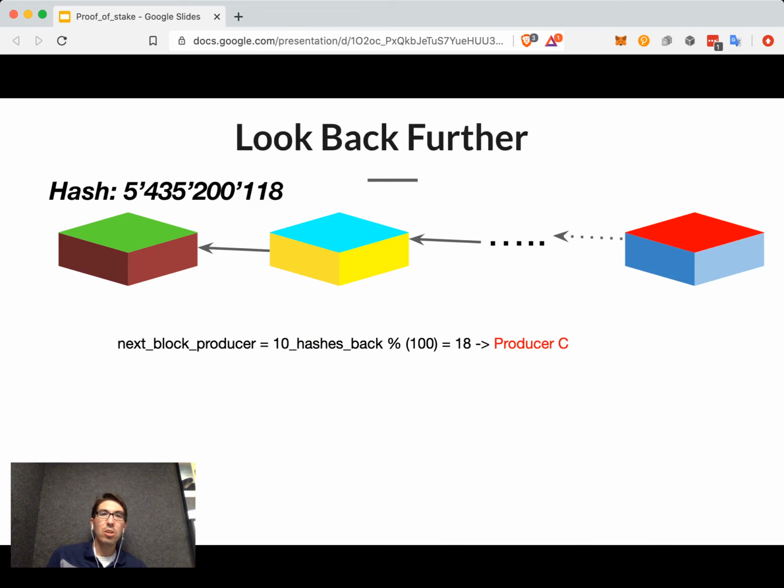So one solution to this is, instead of looking back just to the previous block or to the current block on who is going to build the next, we're going to look back further in time. So we could look back 10 blocks or 100 blocks, or to get the value, perhaps we look back 100 blocks and take the sum of the preceding 50 blocks.